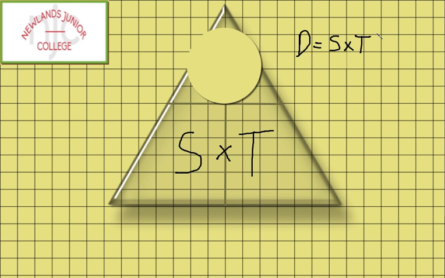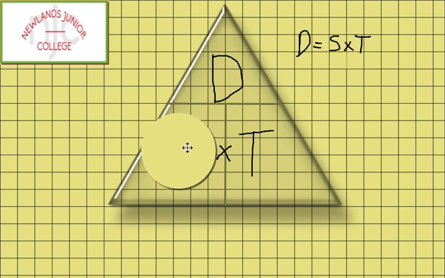Okay, let's try calculating the speed now. So we cover the speed up. What are we left with? We're left with D and T. And remember, if they are separated by a horizontal line, then you divide one by the other. So that tells us that speed is equal to distance divided by time.